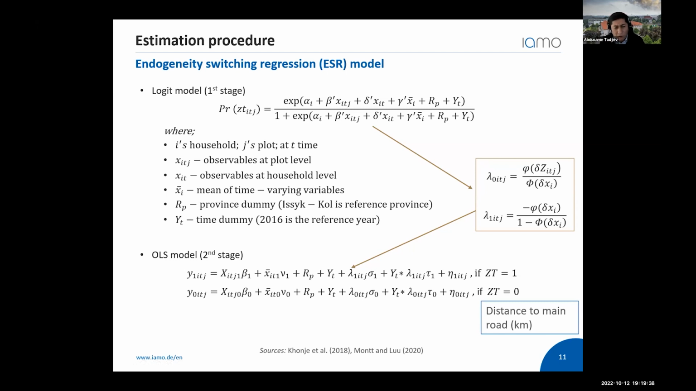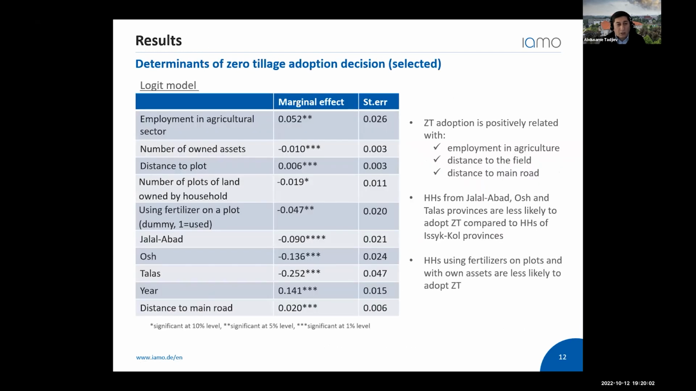So after all calculation, finally, to test the impact of zero tillage adoption on production inputs, we use average treatment effects. This is the model that we use in our study, and in this slide I will explain the results. This table gives the fourth stage logit model results.